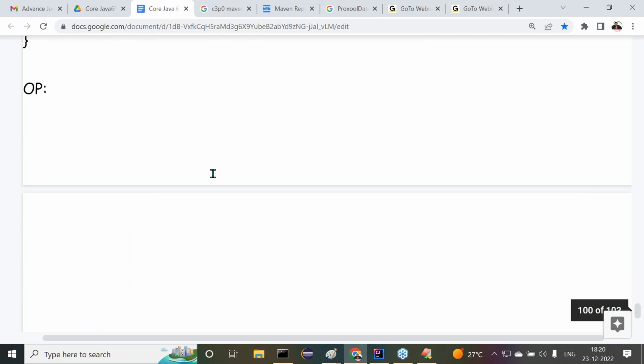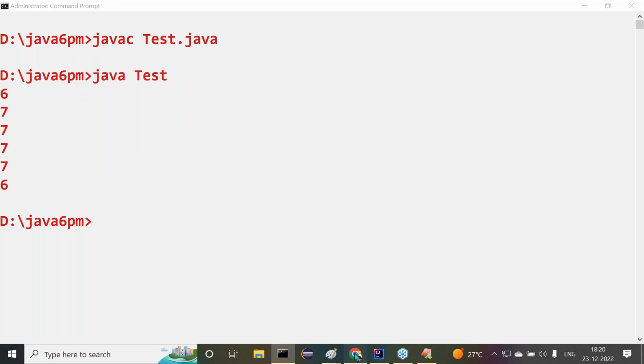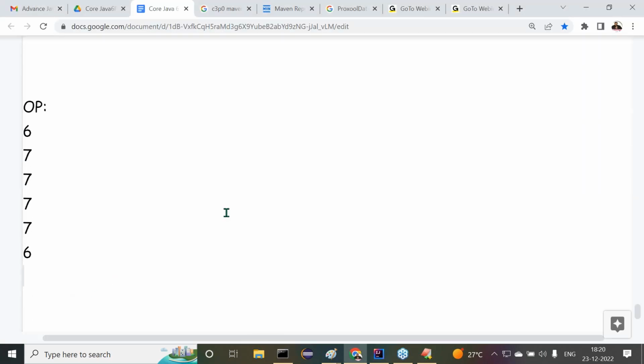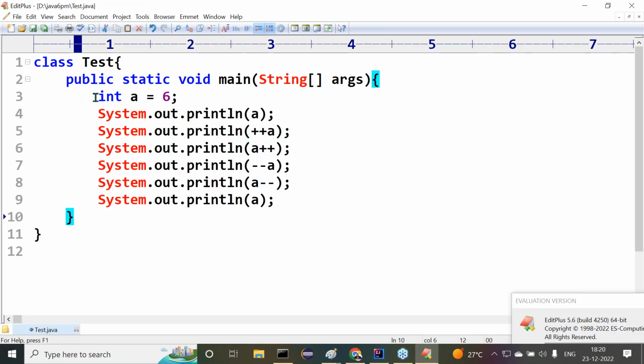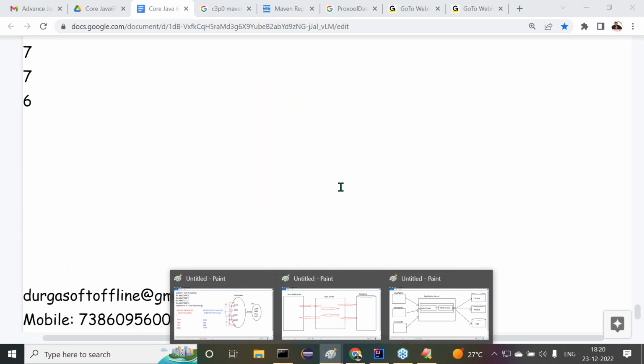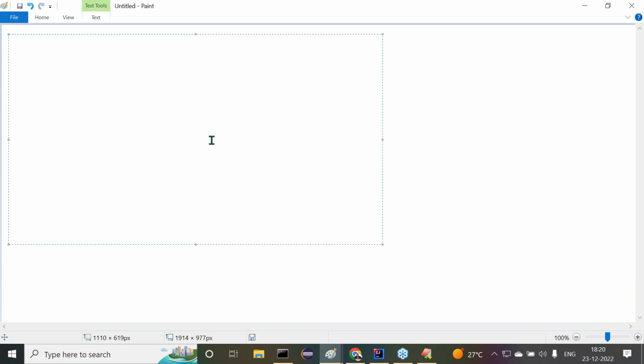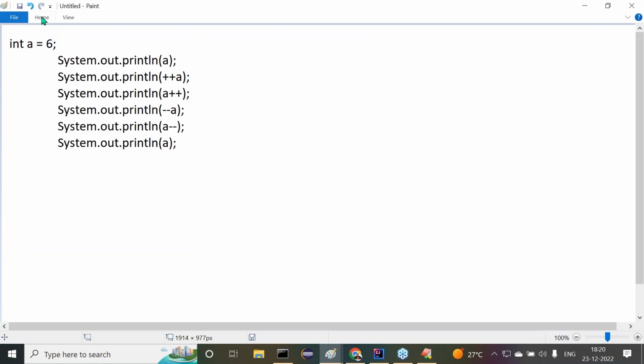Now the output value also I want to take. In the document I'm giving all this. Try to practice once again whenever we have time, but these models are important for us. Now let's see the internal flow of execution for this program, how we are able to evaluate this program. First of all, I want to take this program here. Int a is equal to 6.